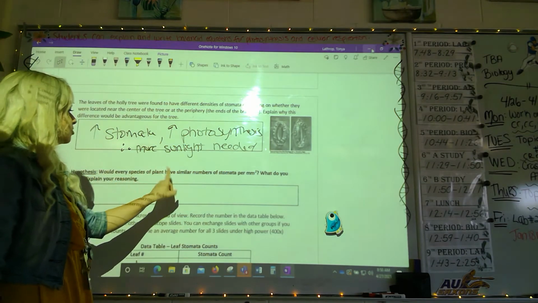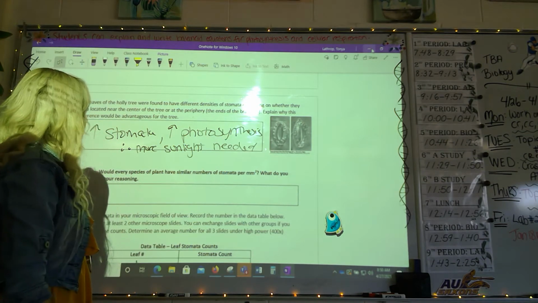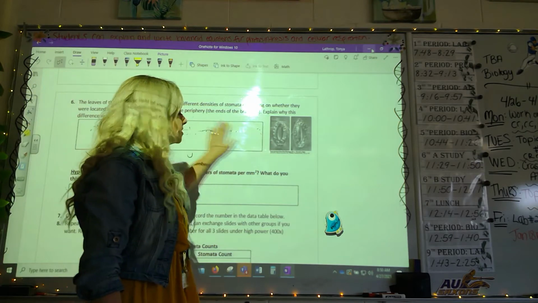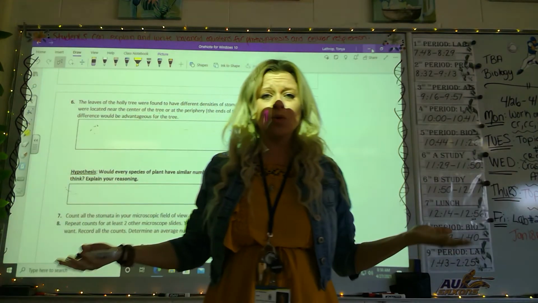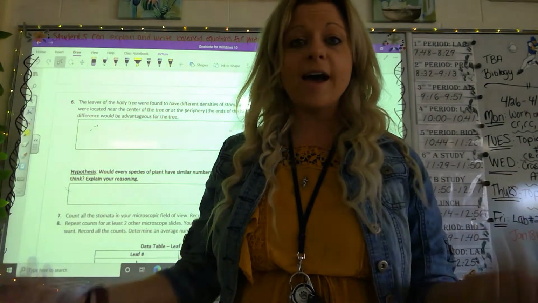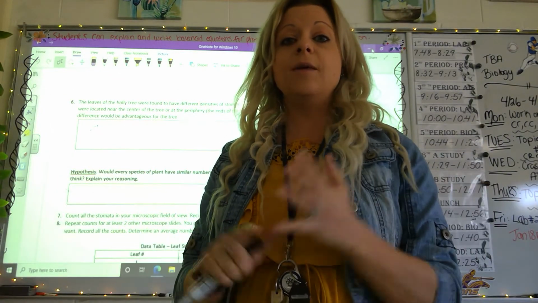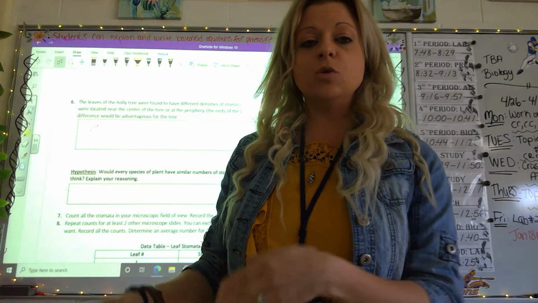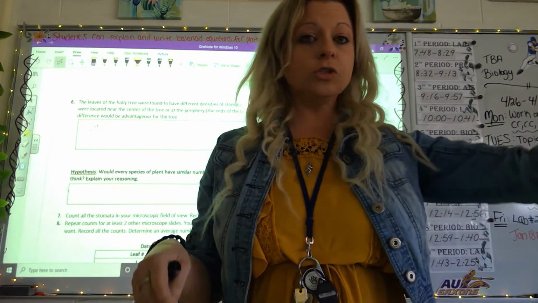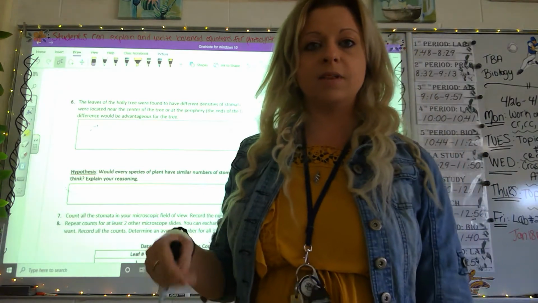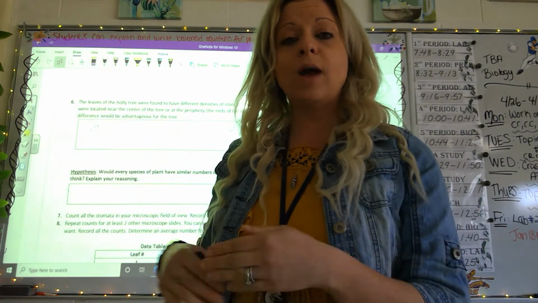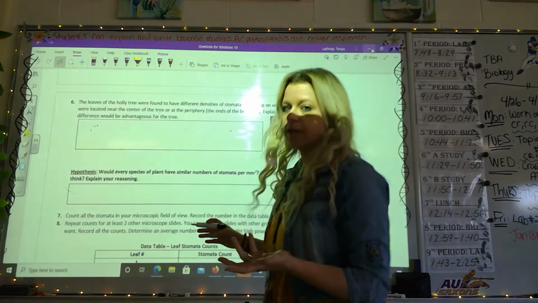Would every species of plants have similar numbers of stomata per millimeter squared? And the answer to that would be no. Every species is different, just like every single one of us is different. A pretty pond lily that lives in water is going to have only some stomata on the top and actually have quite a bit to get rid of the extra water so it doesn't have a hypotonic solution, compared to our cactus plant here in the classroom that is going to have a little bit different amount of stomata to keep water in because it lives in the desert normally, okay?